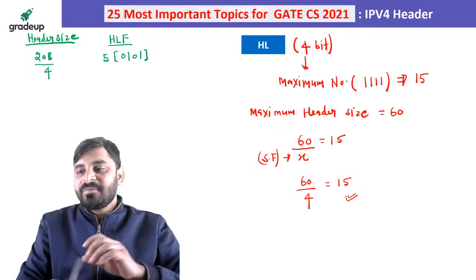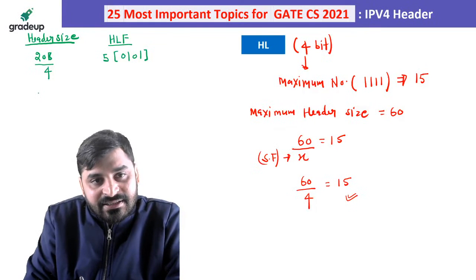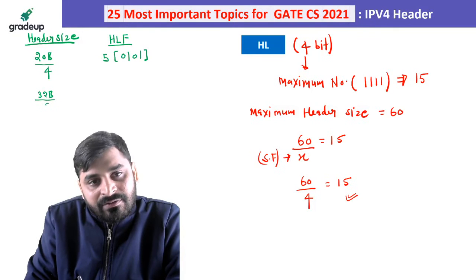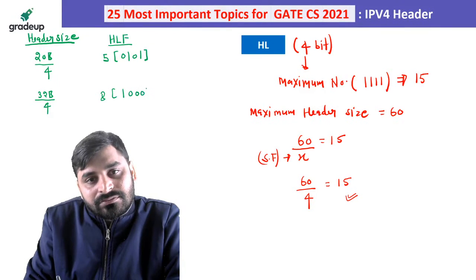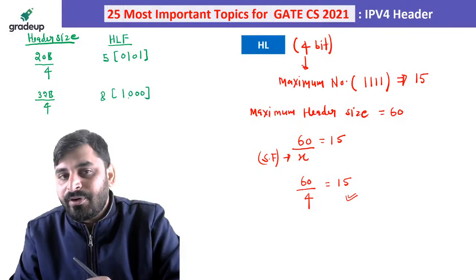If the header size is, my dear friends, 32 bytes, what will I do? I will divide by 4. What did I get? I got 8. So I will write 1000. Are you getting my point?